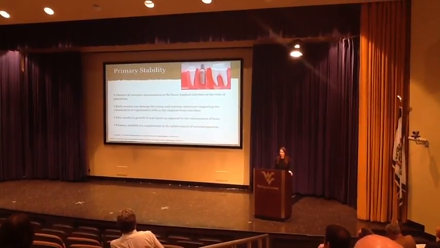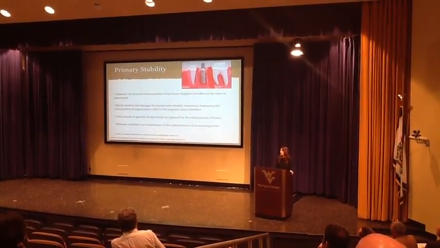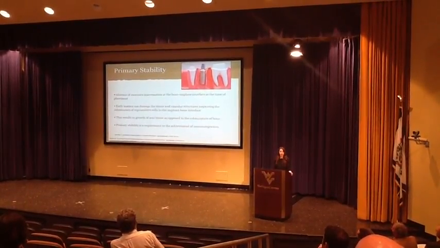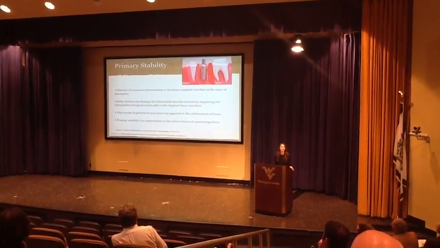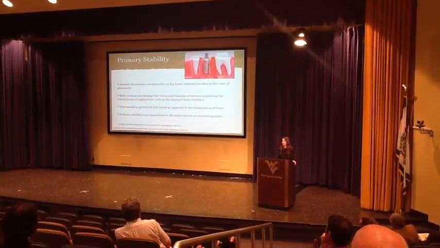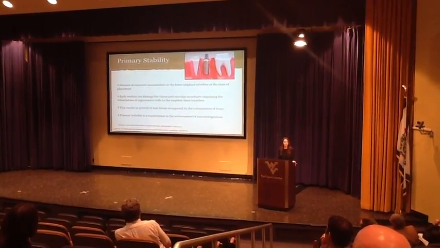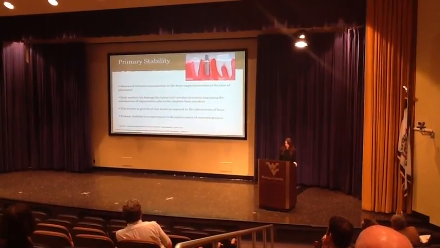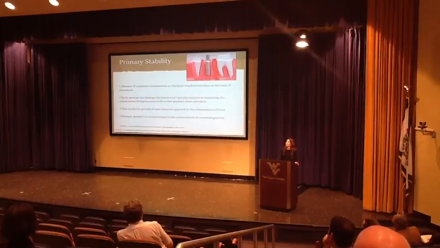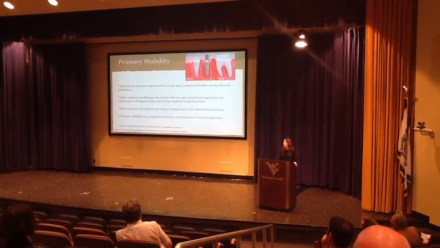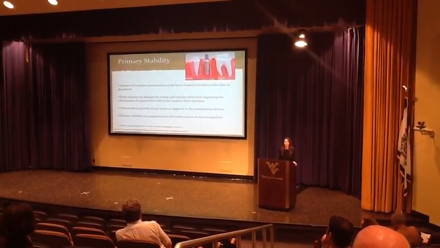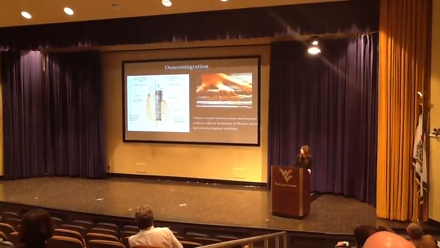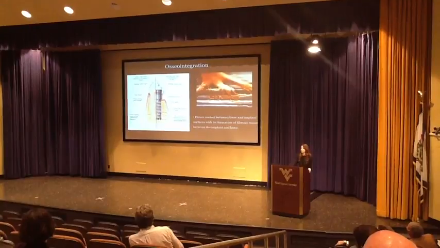Well, primary stability is the absence of micromotion at the bone-implant interface at the time of placement. Early motion can damage the tissue and vascular structures surrounding the implant, resulting in formation of scar tissue around the implant. And if you don't have close adaptation of the implanted bone, then you can have failure to obtain primary stability: bone and implant without formation of fibrous tissue between the two.